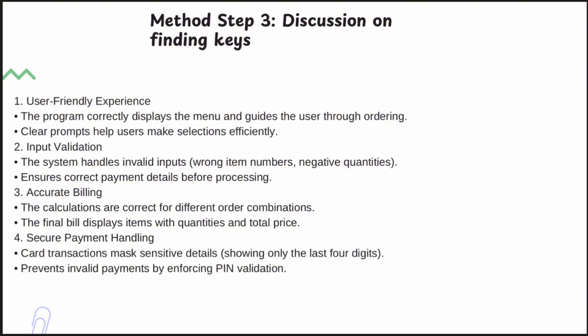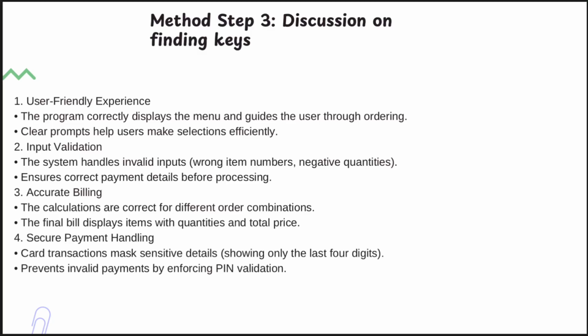And next, method step 3, discussion on key findings. Number 1, user-friendly experience. The program correctly displays the menu and guides the user through ordering. Clear prompts help users make selections efficiently. And then input validation. The system handles invalid input such as wrong item number and negative quantities. It ensures correct payment details before processing.